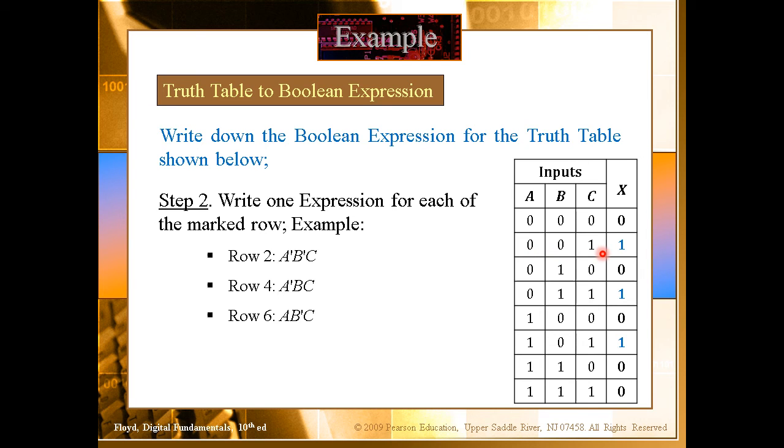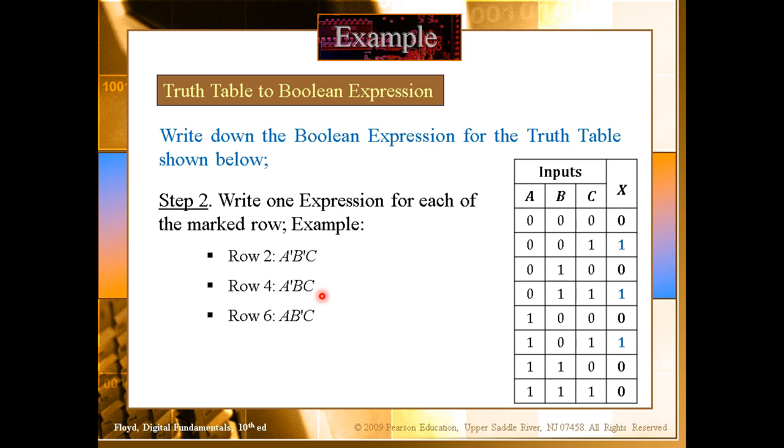If anything is 1, it will be just the variable. If anything is 0, it will be the prime, the complement of that. So for my row 2, my expression is A prime, B prime, C. For my row 4, my expression is A prime, B, C. It's actually very easy to read. For my row 6, my expression will be A, B prime, C, based on just ones and zeros. And for row 2, row 4, and row 6, I wrote the expression.